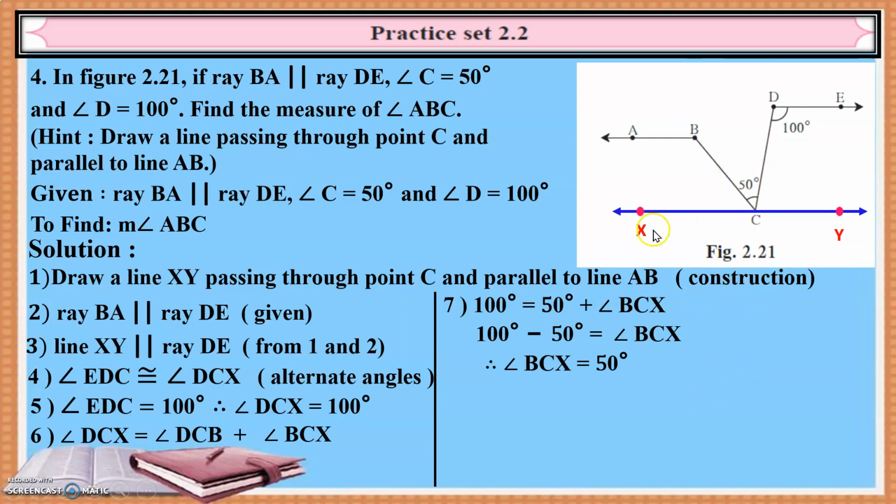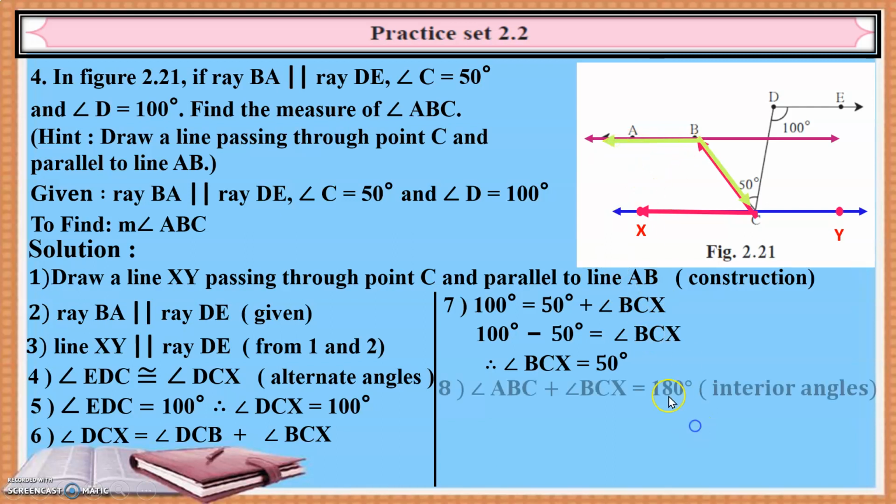Now students, we know the relation between XY and AB. They are parallel to each other. Okay, that is the construction. So the required angle is angle ABC. We need to find the measure of this green angle, and we have got the measurement of angle BCX here as 50 degrees. Now what type of angles are they? They are interior angles, and they are lying between two parallel lines. So when they lie between two parallel lines, the sum of this green angle and the red angle will be 180 degrees.